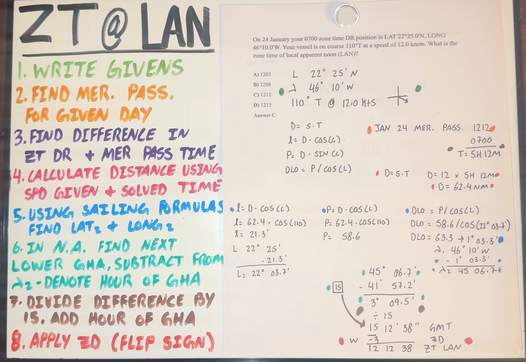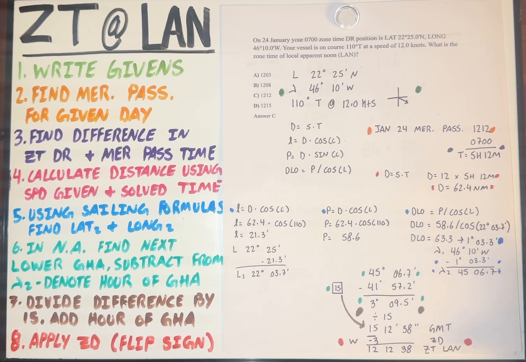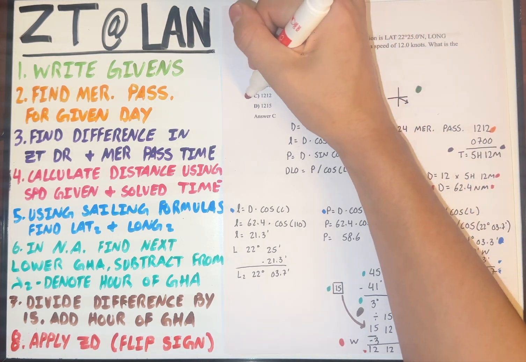Now we simply go from GMT to zone time via our zone description. Our zone description is our longitude 2 divided by 15 and rounded. So 45 degrees 06.7 divided by 15 gives us a zone description of 3. When going from GMT to zone time, you flip your sign. 15, 12, 38 minus 3 hours gives us 12, 12, 38. We look up, and our answer choice is C.